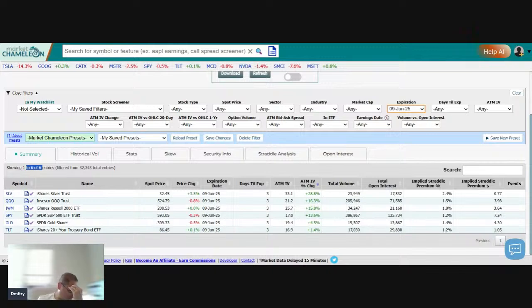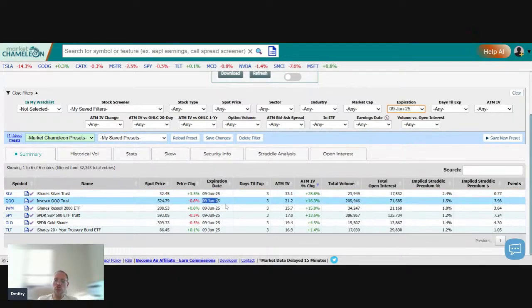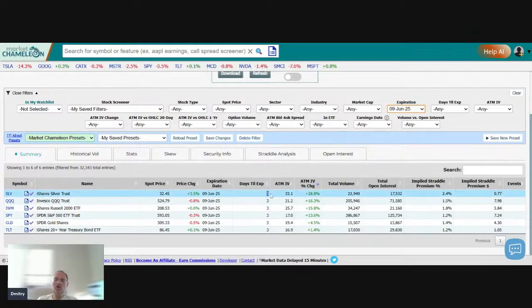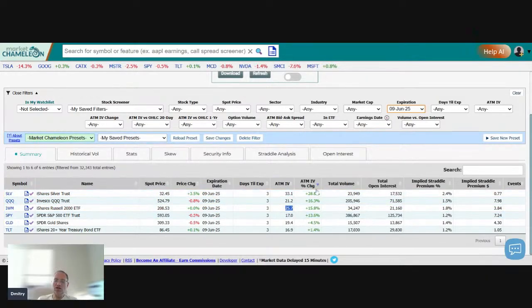And let's just keep this up for a second to go over the data elements. Here we see the symbol, the name of the security, the stock price, its change. Obviously, we filtered by June 9th because we use this filter. Days left to expiration. This is the at the money implied volatility. And this is the at the money implied volatility change.